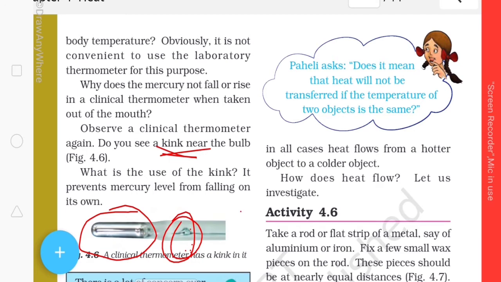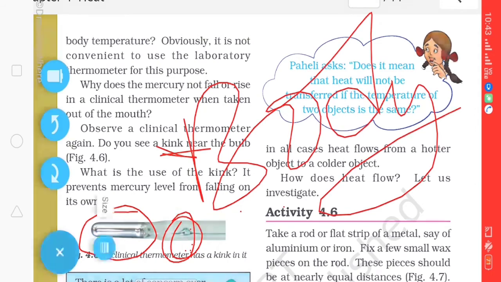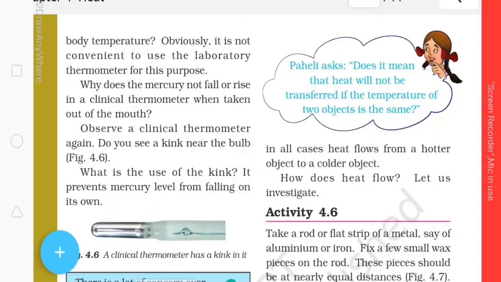So therefore the mercury will not fall or rise in a clinical thermometer, but the mercury rises and falls in a laboratory thermometer. In a clinical thermometer we have a kink because this thermometer is used only to measure body temperature. So remember this, it is a very important question, and then this is the next question.